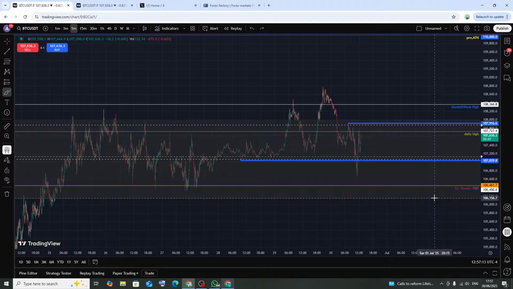So if it has failed to go down, okay, forget about this one for now. But just watch out for this one: the way the market has bounced toward the upside from the 50% of the daily fair value gap.